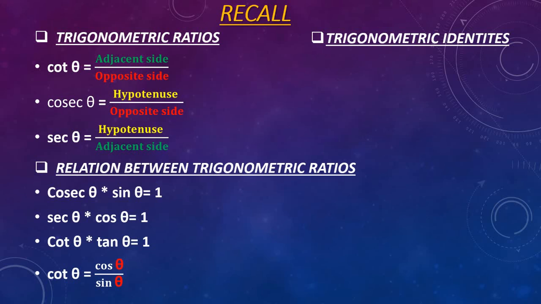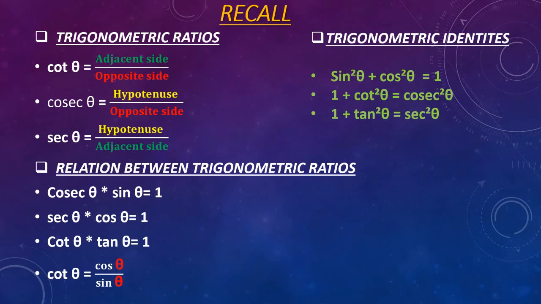Next we did trigonometric identities, or the trigonometric equations. The three trigonometric equations which we have seen are: sin square theta plus cos square theta is equal to 1; 1 plus cot square theta is equal to cosec square theta; 1 plus tan square theta is equal to sec square theta.